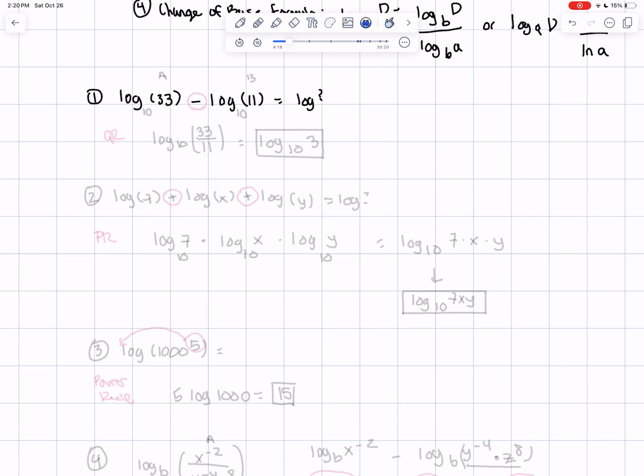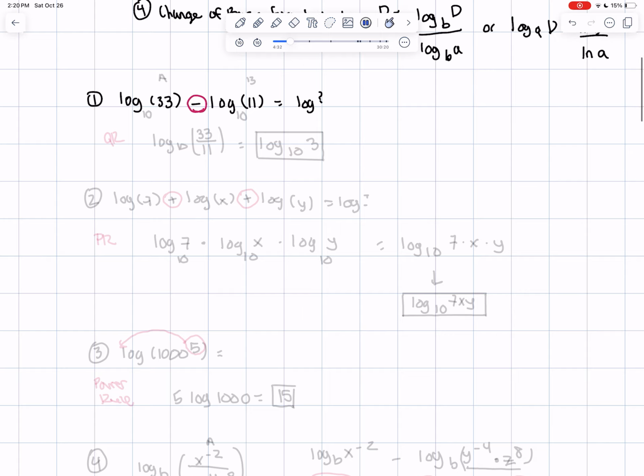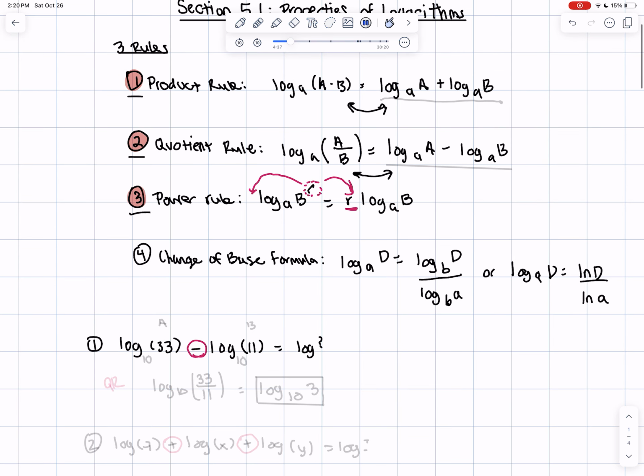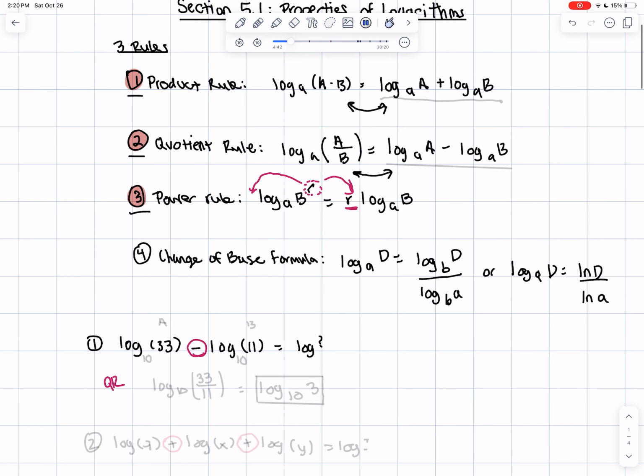But we're going to want to simplify. So let's see, what rule do we have here? Well, I have subtraction. So if we have subtraction, what rule do we have? Well, let's look at our rules. So the rule that we're using is the quotient rule. So the QR rule. So the QR rule states if I have subtraction, so we have subtraction here, that means I'm going to do division.